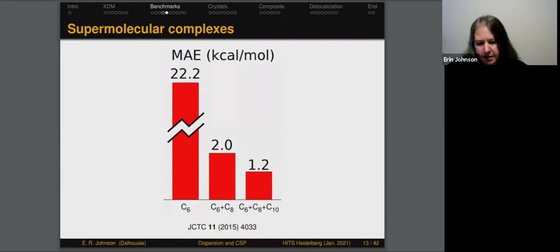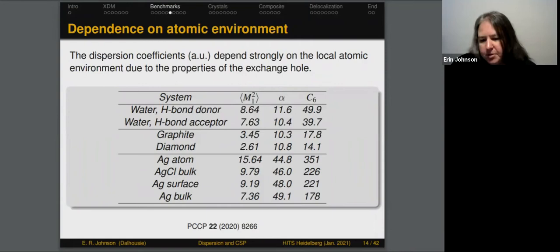The other important feature of our XDM dispersion method is that dispersion coefficients are non-empirical. They depend on the electron density and its derivatives, meaning that they're going to be dependent on local chemical environment of an atom within a molecule or solid. So here we can look at how the dispersion coefficients change for a few simple chemical examples. So our first example is for the water dimer.